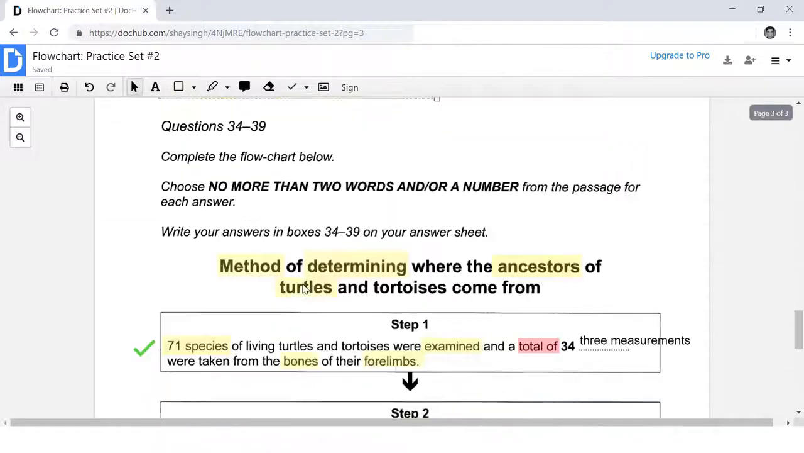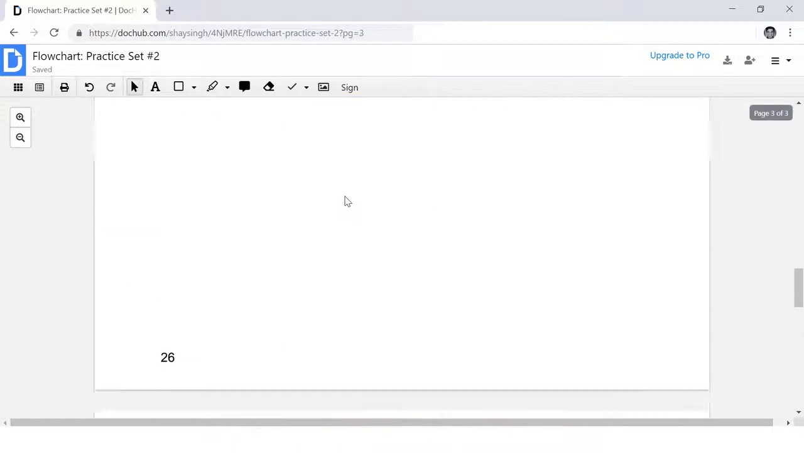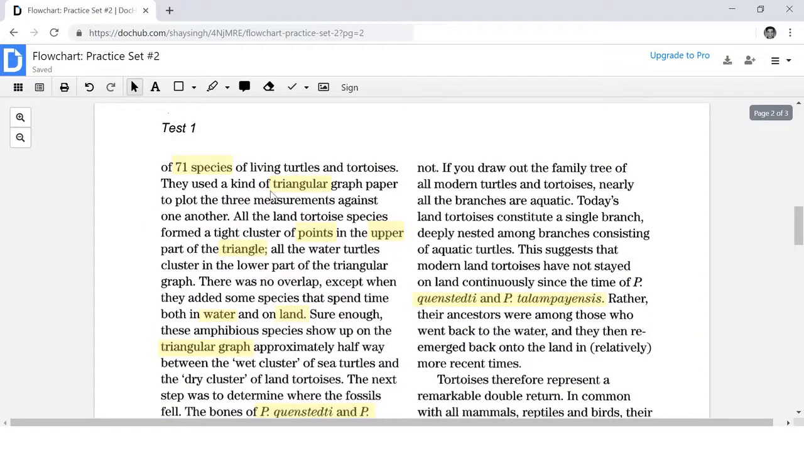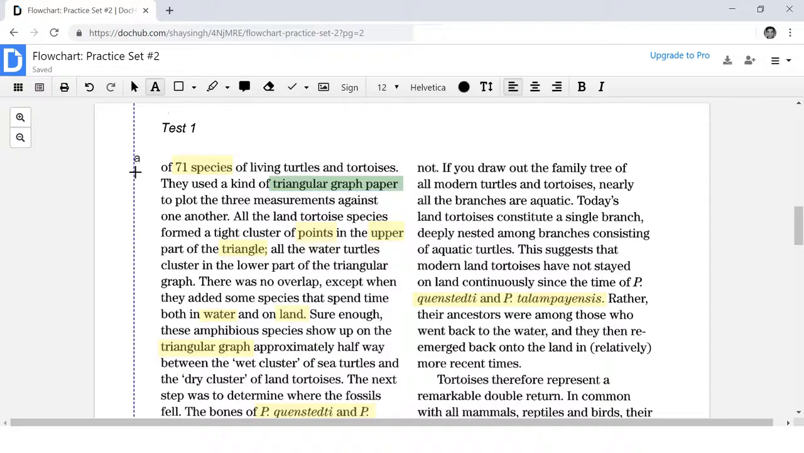So let's come down to our question again. The question says, the data was recorded on what? This something is necessary for comparing information. Well, it tells me that right here. They used a kind of triangular graph paper. Triangular graph paper. That is the answer, because this is the something that they used to record the data, which is also used for comparing information against one another. So I'm just going to make that green over here, put the question number next to it. This is the answer to number 35.